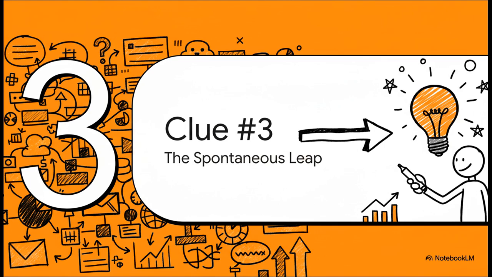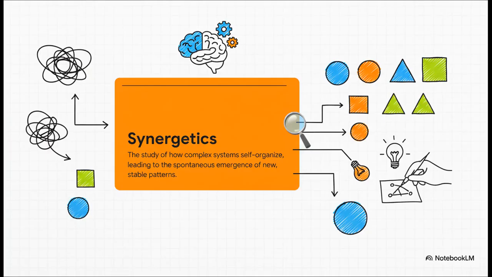Okay, quick recap. Clue number 1, our reality is an invention. Clue number 2, we're self-regulating systems that can only change from the inside. So our third and final clue explains how these systems can make these massive spontaneous leaps. You know, those aha moments that seem to come out of nowhere and change everything. This clue comes to us from a field called synergetics. It's basically the science of self-organization. It explains how, when the conditions are just right, a complex system can spontaneously jump from a messy, chaotic state into a brand new, higher level of order and stability.